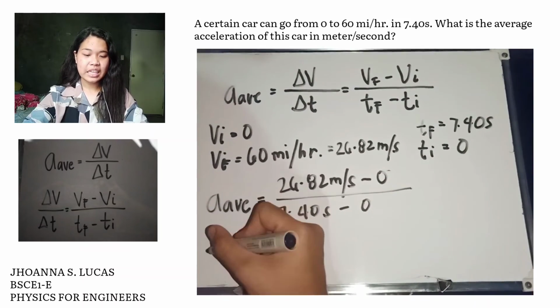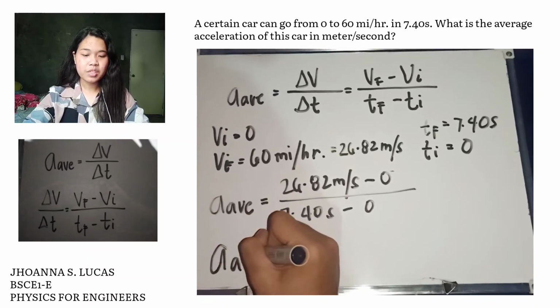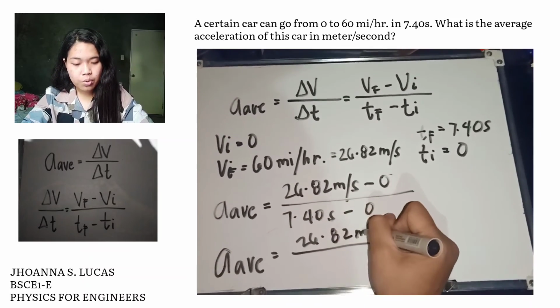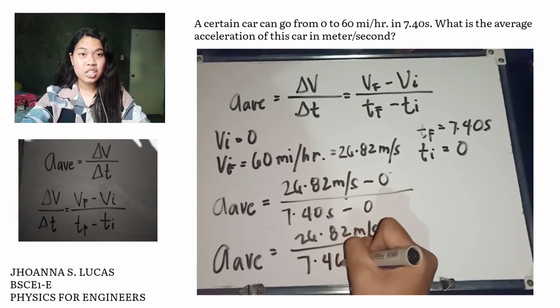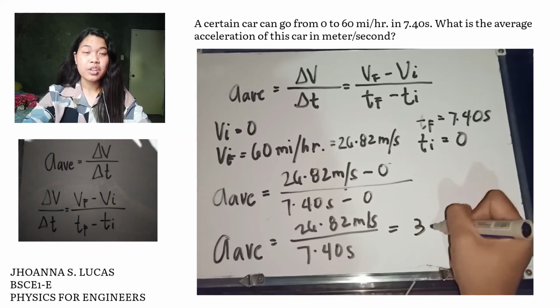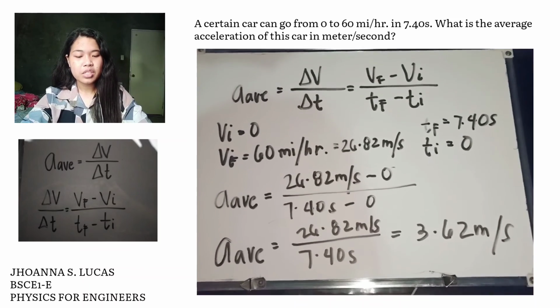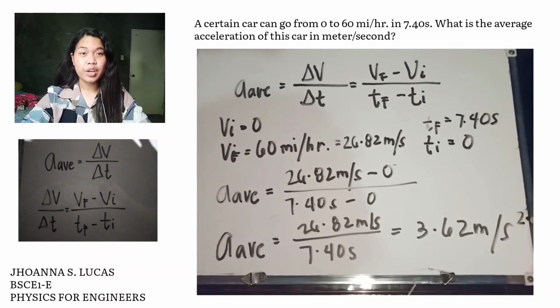Now, calculate it. 26.82 meter per second over 7.40 seconds is equal to 3.62 meter per second squared. So, our average acceleration of the car is 3.62 meter per second squared. That is how we can get the average acceleration using its formula.